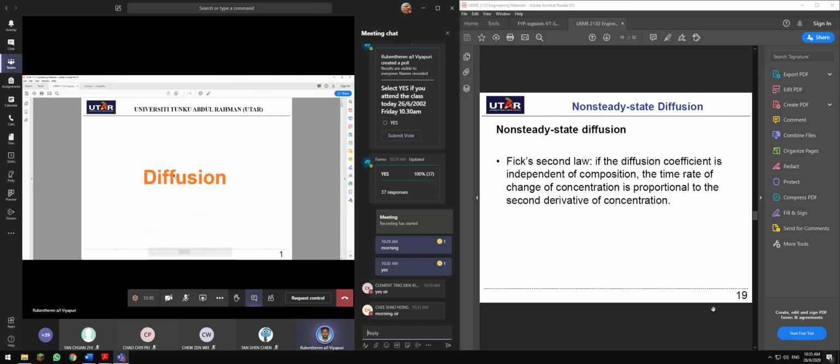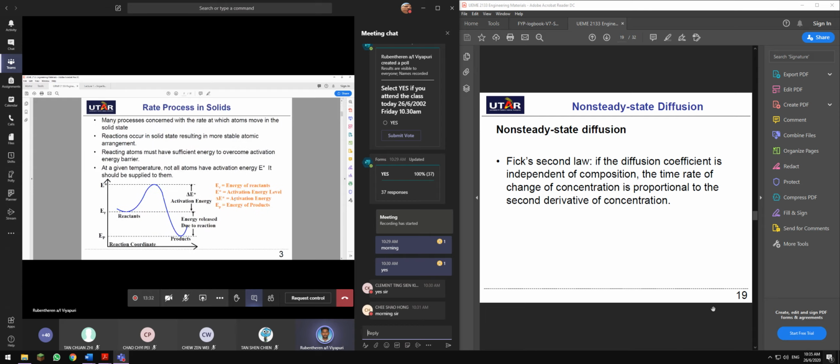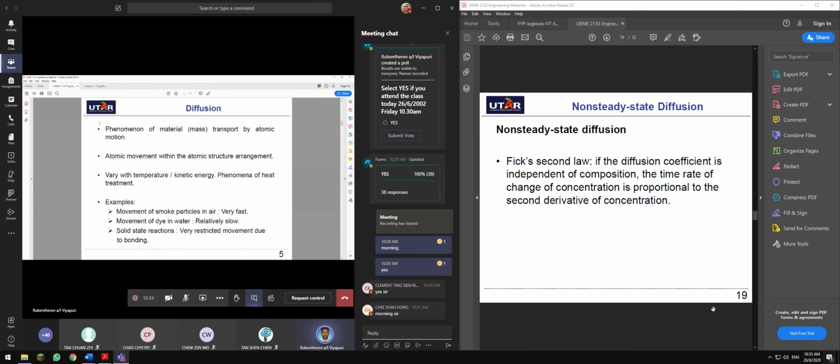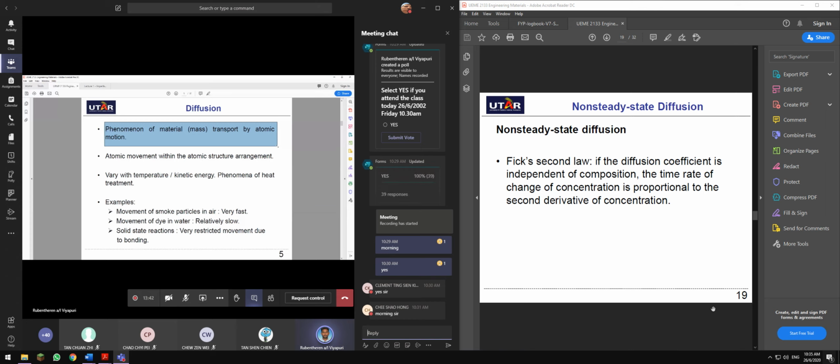All right, before we begin, just a quick recap of previous lecture. All right, diffusion essentially means a transfer of mass, okay, a transfer of solid within the atom arrangement by itself. That's the definition. If you look at here, okay, diffusion means phenomenon of material mass transport by atomic motion. So your atom is transferring from one point to another point.